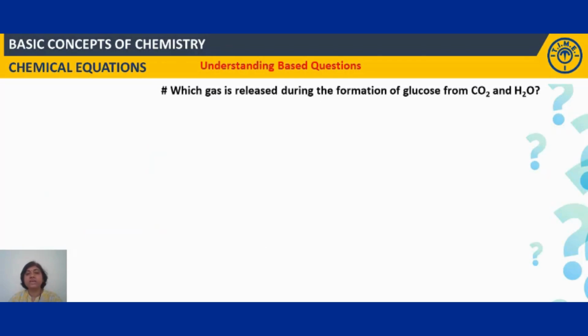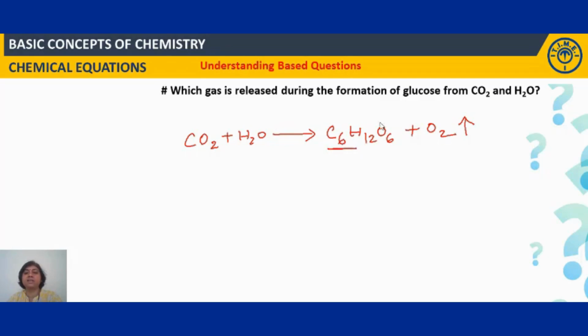Next question is, which gas is released during the formation of glucose from carbon dioxide and water? You must know about it. I need not say this reaction is representing formation of glucose means photosynthesis reaction. So photosynthesis reaction, what happens? Carbon dioxide combines with water in presence of chlorophyll and sunlight. Note it down, in presence of chlorophyll and sunlight, they form glucose. What is the formula of glucose? C6H12O6 plus oxygen gas. So which gas is released? Oxygen gas. Balancing is not asked, but let us have a practice of balancing.